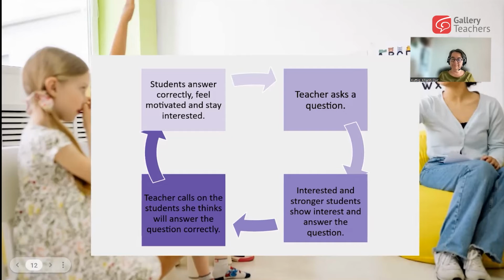You ask a question. You have your interested and your stronger students who will quickly put up their hands and answer your question. You call on these strong students. You call on the students that you feel will answer the questions correctly, just because that's easy. The student who's called upon answers the question, answers correctly, feels motivated, and stays interested. And that cycle continues.